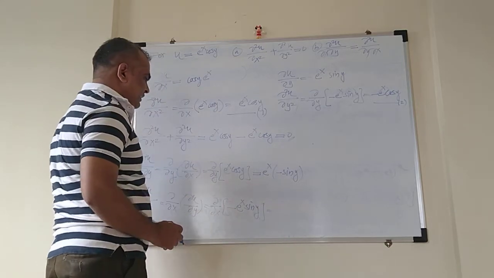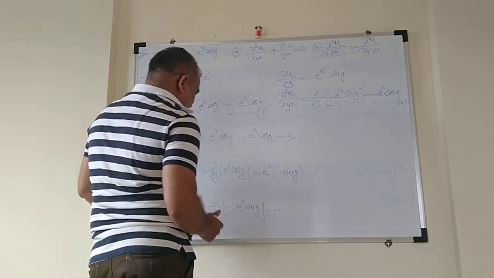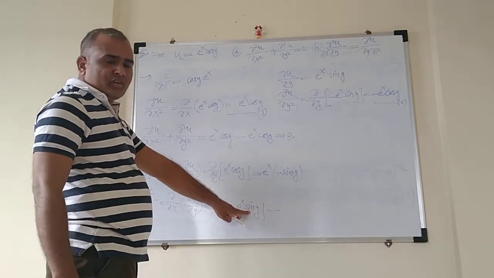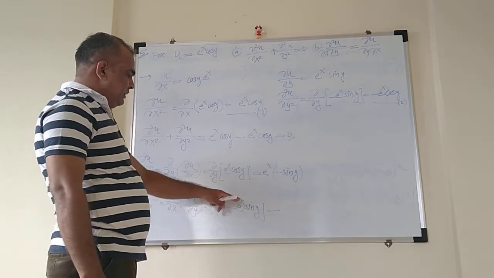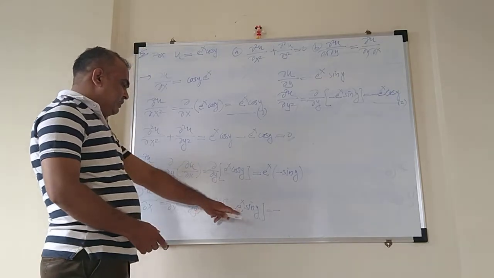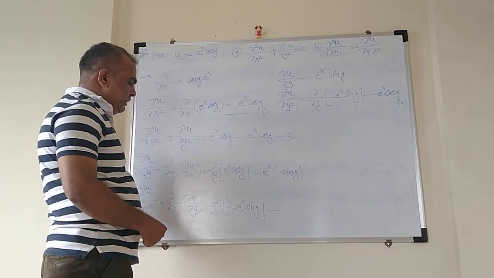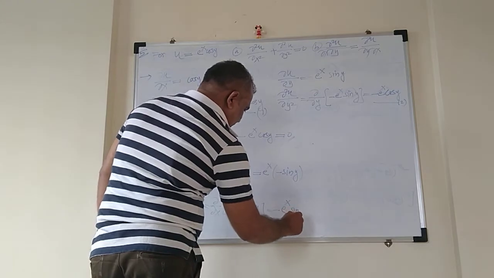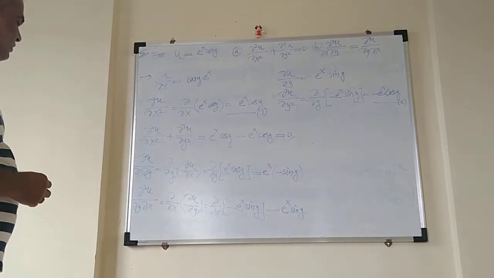If you differentiate this, I can take the negative sign outside, and also sin y outside. Why? Because sin y acts as a constant as you are differentiating with respect to x, and the differentiation of e raised to x is e raised to x only. So minus e raised to x sin y is the second order partial derivative of the function with respect to y and x.